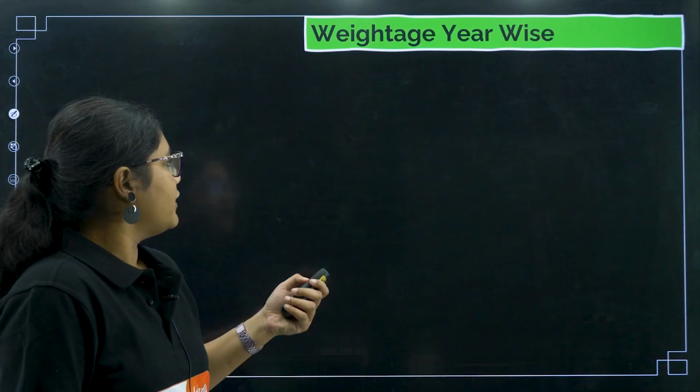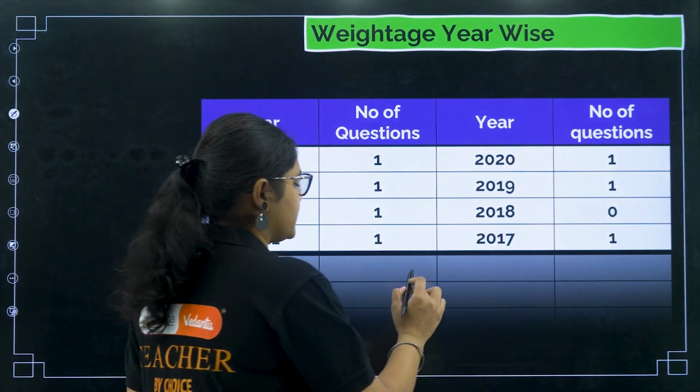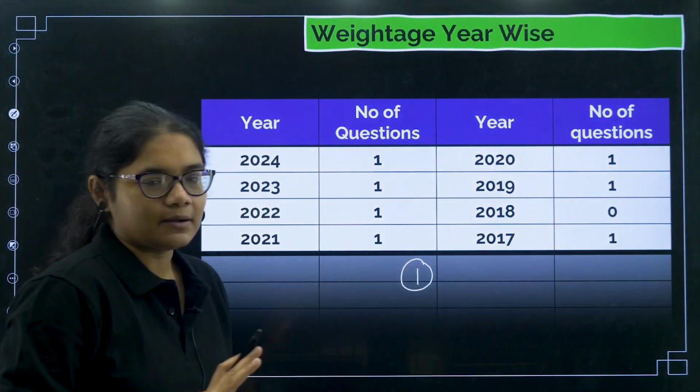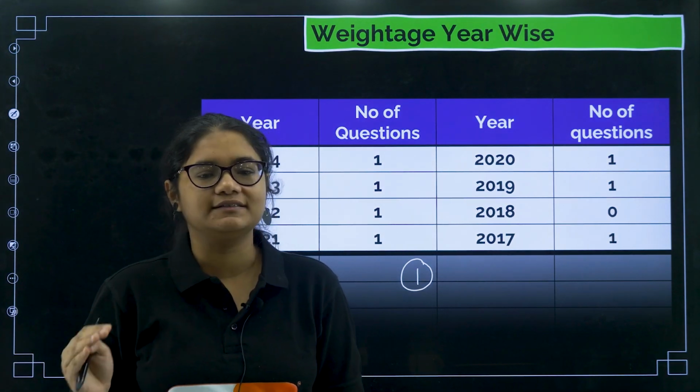Okay, fine. Now coming to weightage. Every year you can expect one question from this particular chapter, and that question is very easy and scoring.